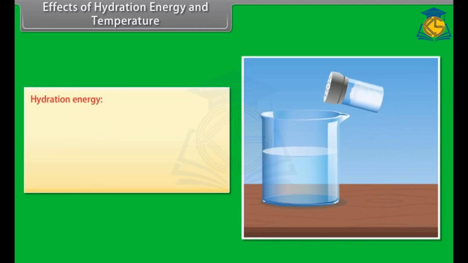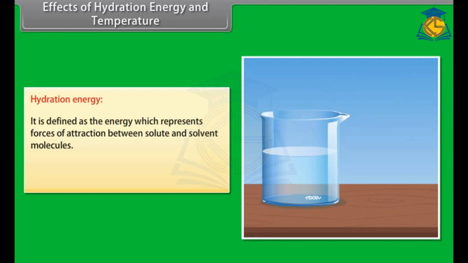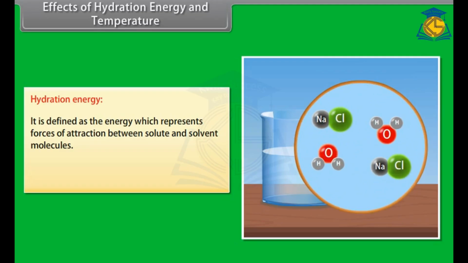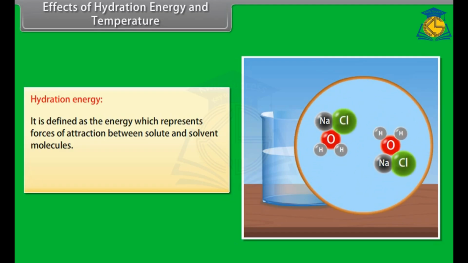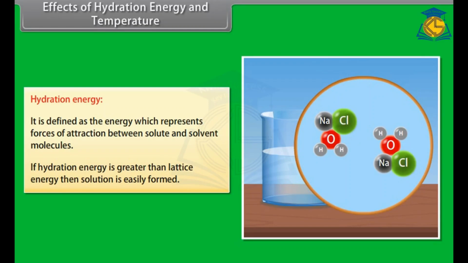Hydration energy. It is defined as the energy which represents forces of attraction between solute and solvent molecules. If hydration energy is greater than lattice energy, then solution is easily formed.